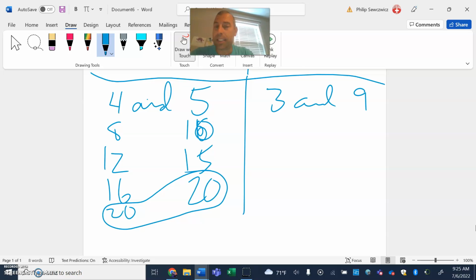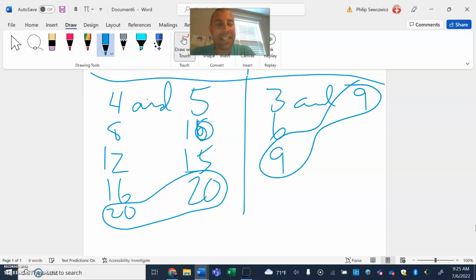All right, so we'll list out our multiplication facts. 3 times 1, 3. 3 times 2, 6. 3 times 3, 9. Okay, I'm stopping right there because look, there it is, 9 times 1. We got it. So there are things that we do want to watch for that will shorten things up.